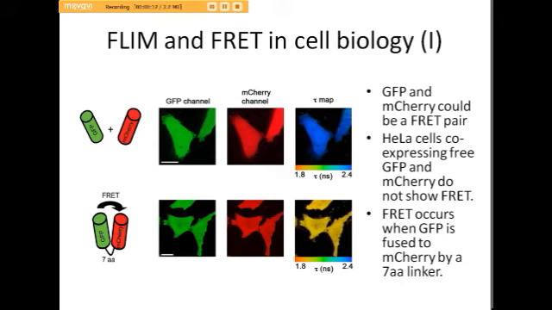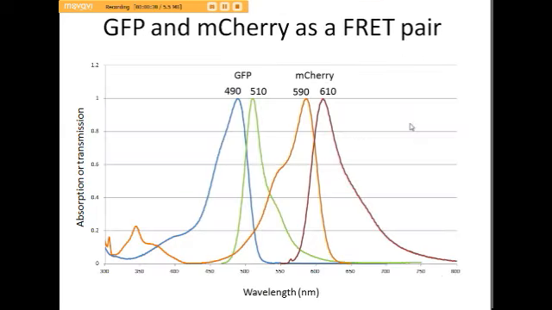So now let's give you an example. Here we are going to use GFP and mCherry as a FRET pair. GFP is green fluorescence and mCherry is red fluorescence, so they could be a FRET pair. Now let's show you the spectrum.